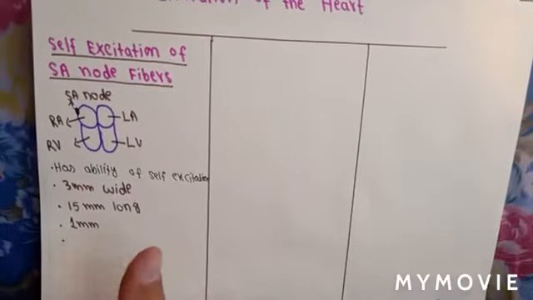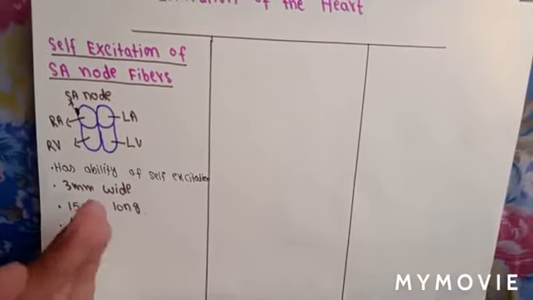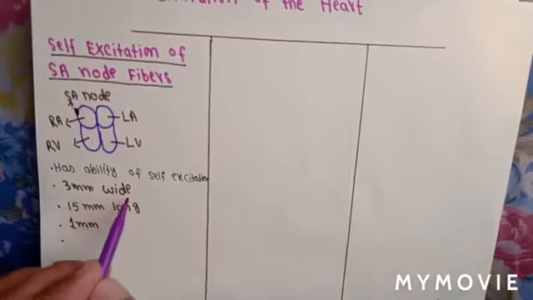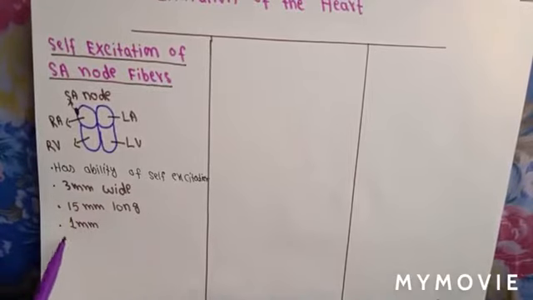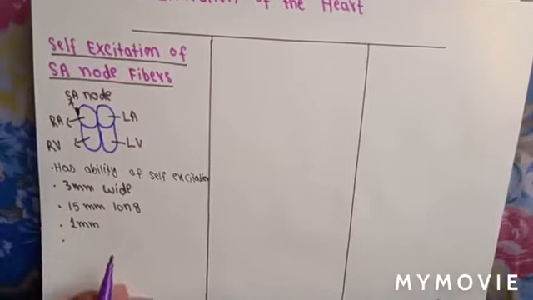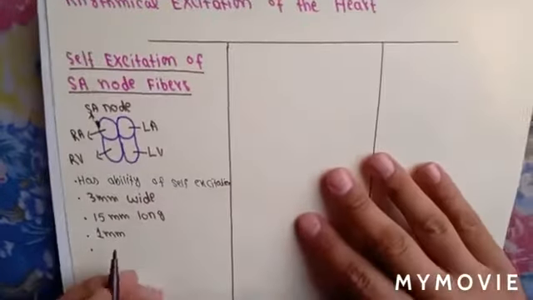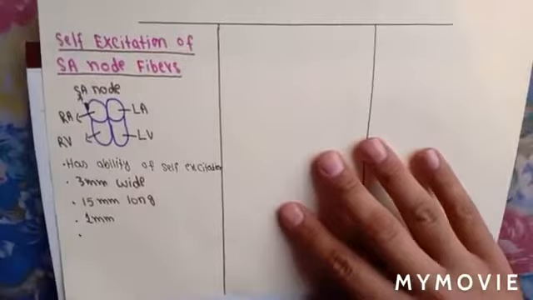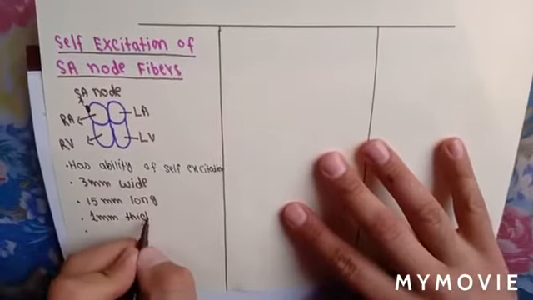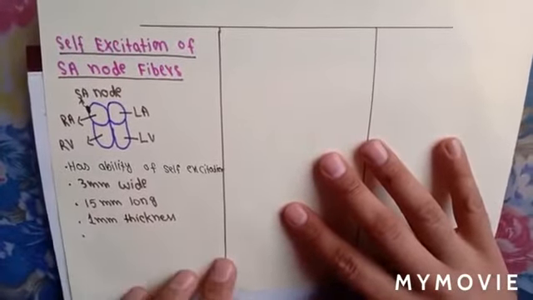Second, what is the diameter, what is the length, and what is the width? It is about 3 mm wide, about 15 mm long, and about 1 mm thick. So its thickness is about 1 mm. This is the thickness of a SA node.